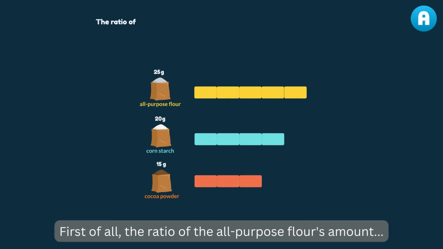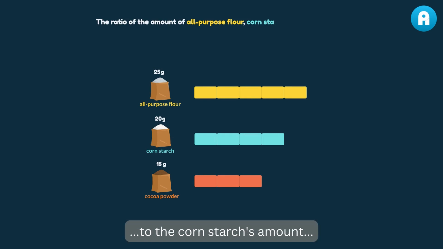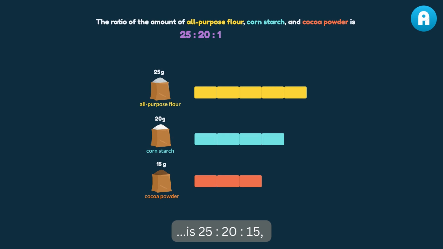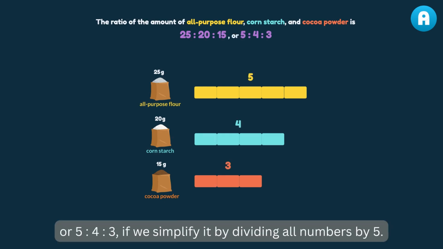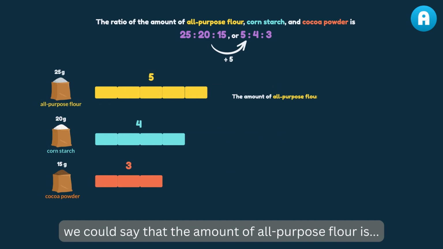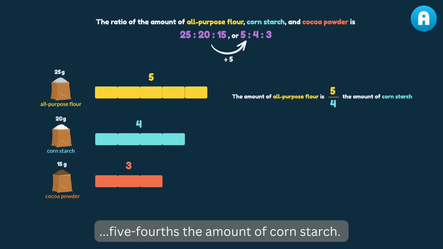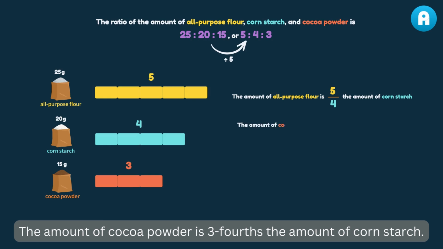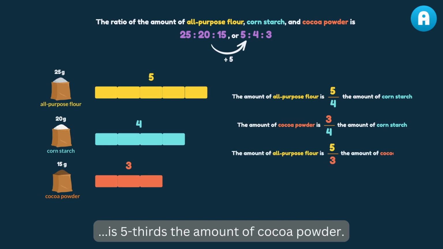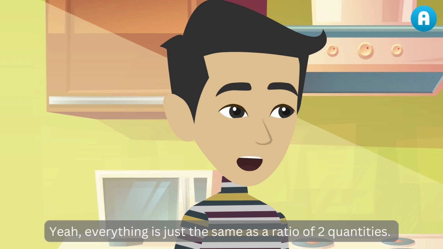First of all, the ratio of the all-purpose flour's amount to the cornstarch's amount and to the cocoa powder's amount is 25 to 20 to 15, or 5 to 4 to 3, if we simplify it by dividing all numbers by 5. From this ratio, we could say that the amount of all-purpose flour is 5/4 the amount of cornstarch. The amount of cocoa powder is 3/4 the amount of cornstarch. And the amount of all-purpose flour is 5/3 the amount of cocoa powder. Yeah, everything is just the same as a ratio of 2 quantities.